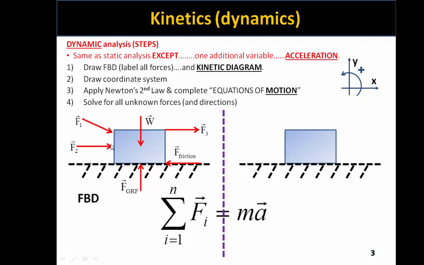Now, one more thing I would like to add here is that with F1, we would need to decompose F1 into an F1x and an F1y, and the F1y would add value to the magnitude of FGRF. So before F1 was added, FGRF would have a value equal to that of W, but now that we have applied F1 at an angle, the Y component would add to the value of the ground reaction force.